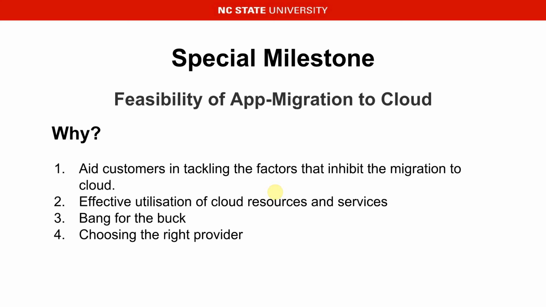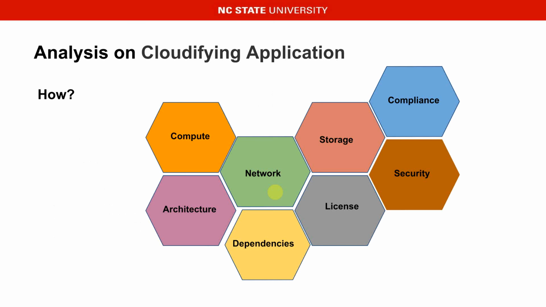And also, the final results that we produce might help them refactor the application and maybe even choose the right cloud provider. So we analyze various aspects of the application, such as the compute, network, storage, compliance, security, licensing, dependencies, and the overall architecture of the application. How we implemented it was we ask a series of questions based on every aspect, and we assign certain scores, and based on these scores we classify the application, and this is all in the backend, and we email the final result to the user.